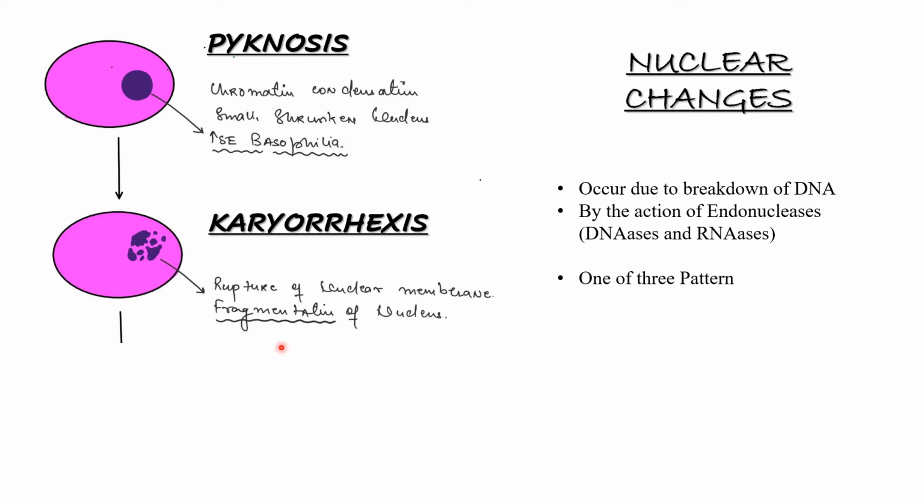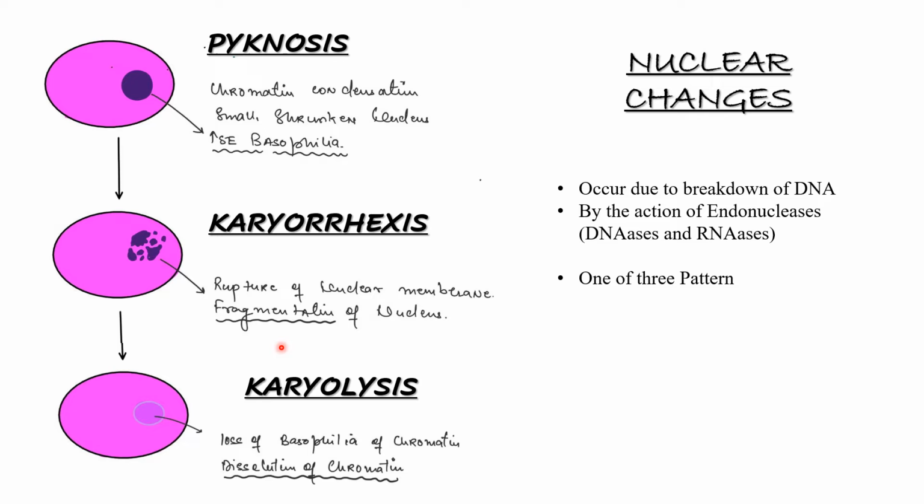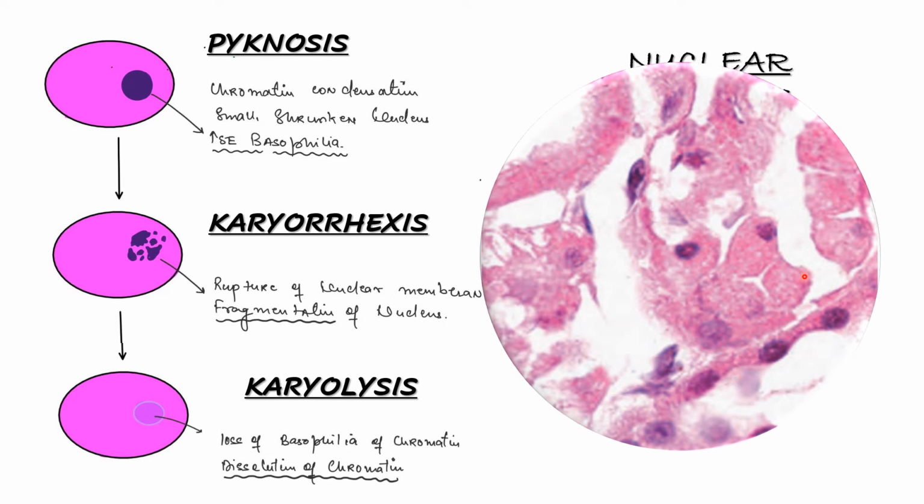And finally, there is dissolution of the chromatin, there is loss of basophilia, and this is what you call karyolysis. Either of these three patterns can lead to nuclear dissolution, ultimately leading to an anuclear necrotic cell. Now coming back to that image in the earlier slide, you can see that this nucleus is so small, so shrunken, and so blue in color.